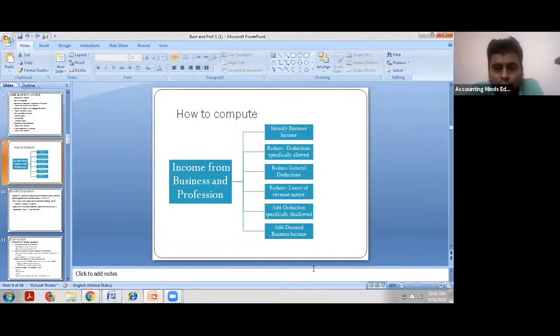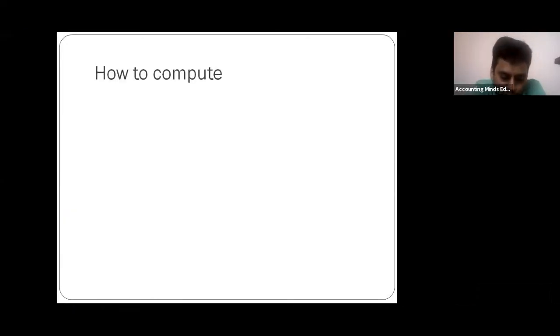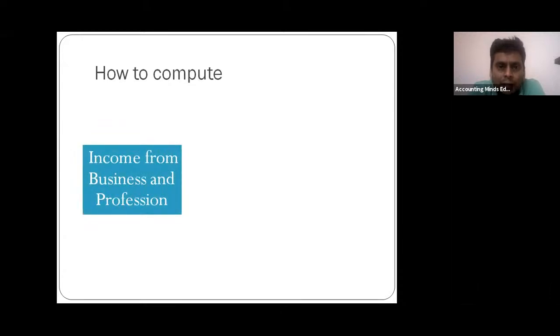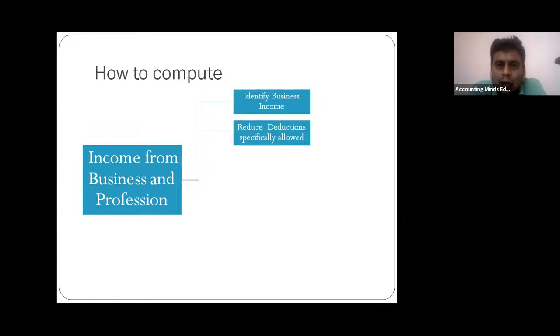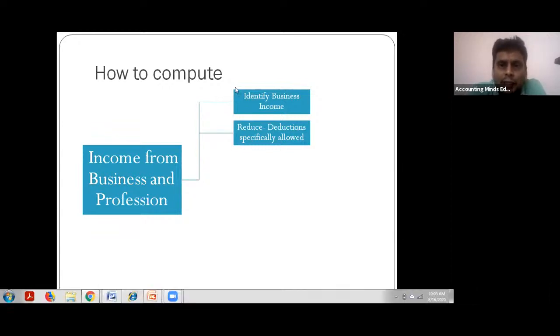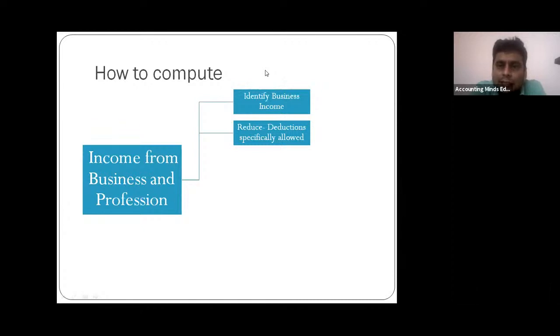When we are discussing income from business and profession, please remember, how do we compute this income? So identify the business incomes, okay? Then reduce the income with deductions allowed.